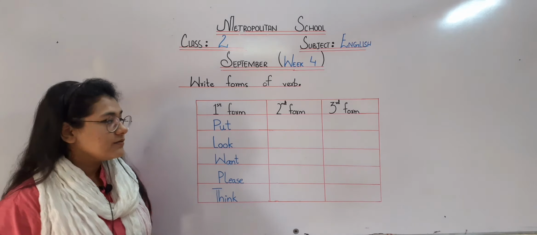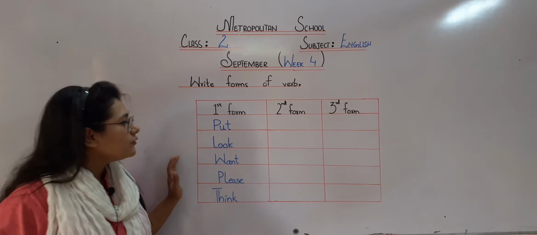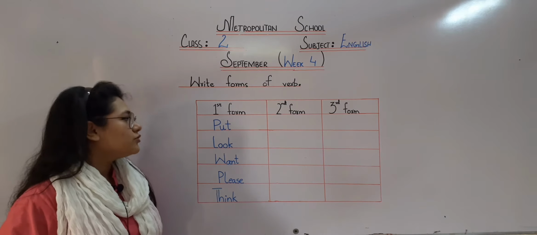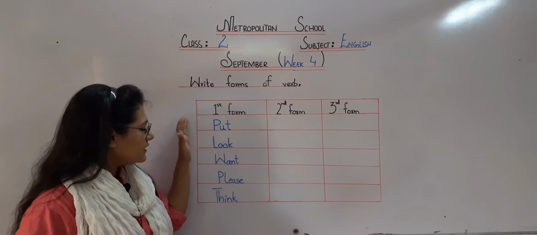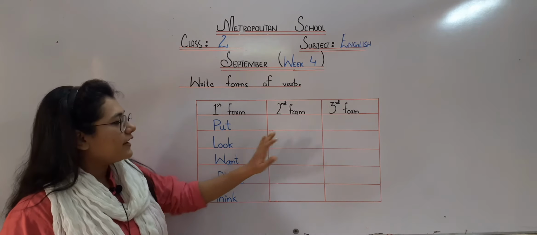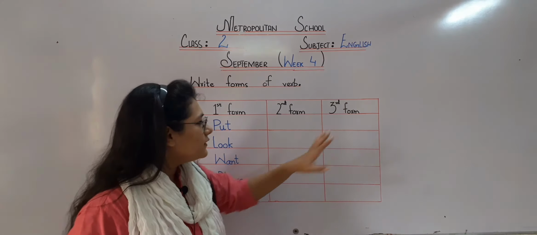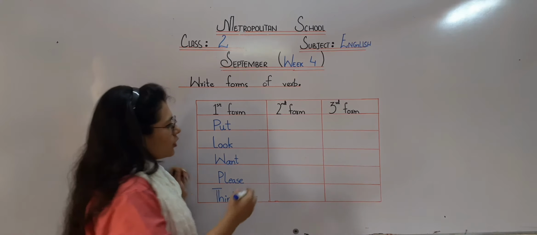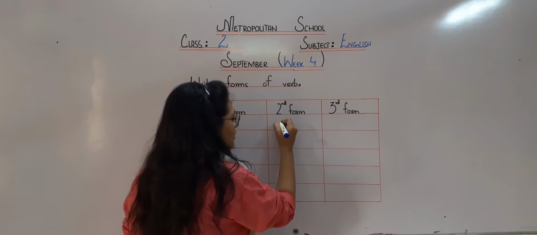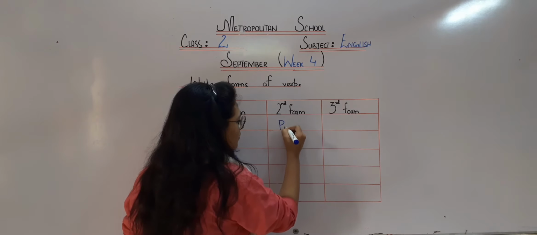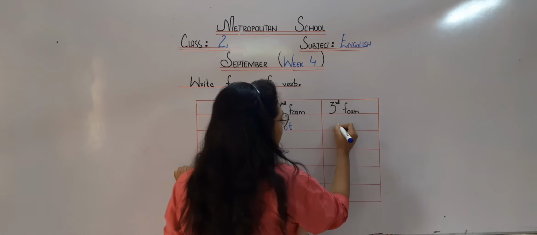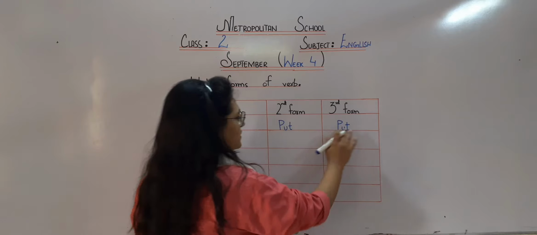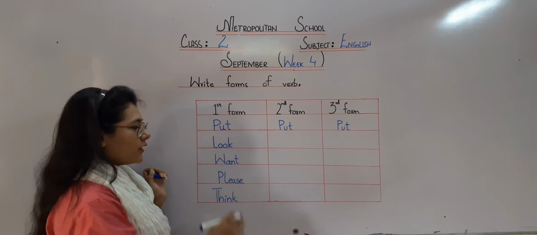Okay students, as we all know, we have to do forms of verb. So, in today's class, we also are going to do the forms of verb of these 5 words. First, we will write the second form and then the third form of the particular base form. First one is put. The second form of put is also put and the third form is also put. It remains the same.